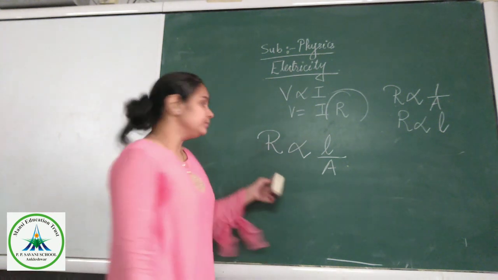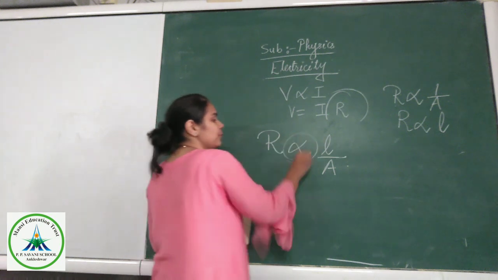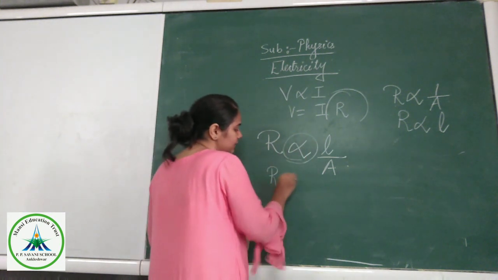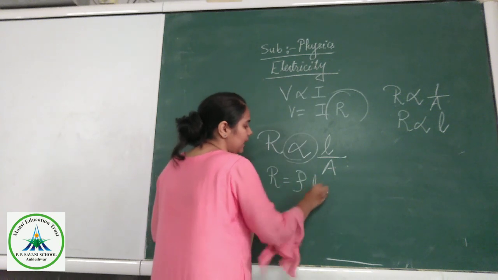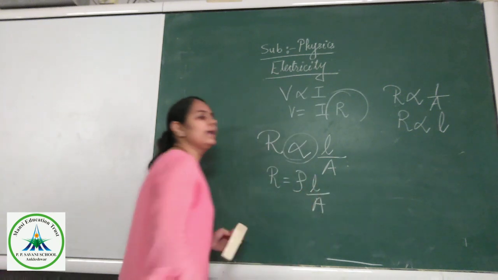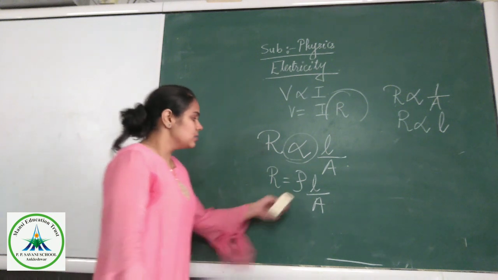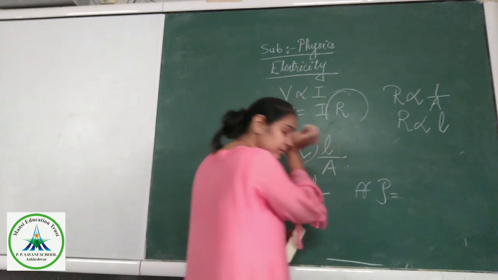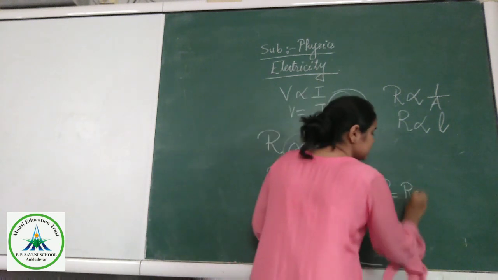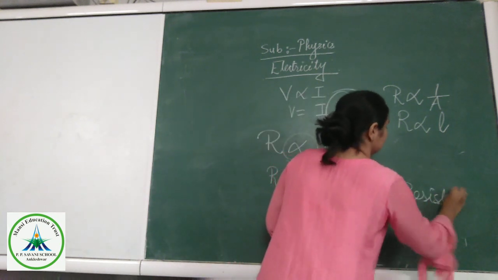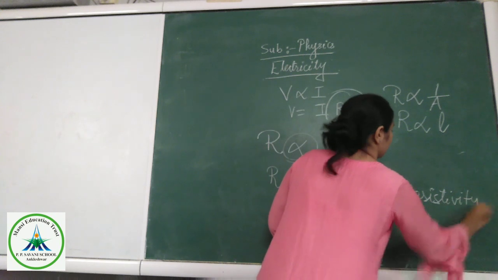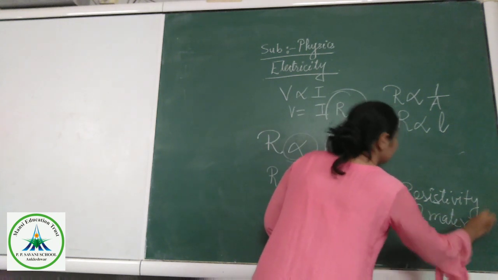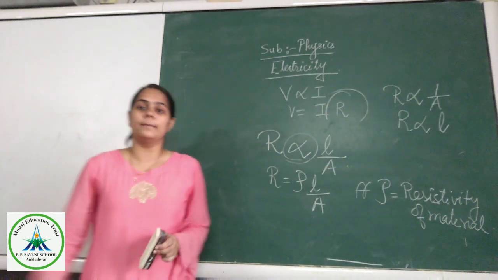Now I have to remove this proportionality constant, so R is equal to rho L by A. Rho is the resistivity of the material.